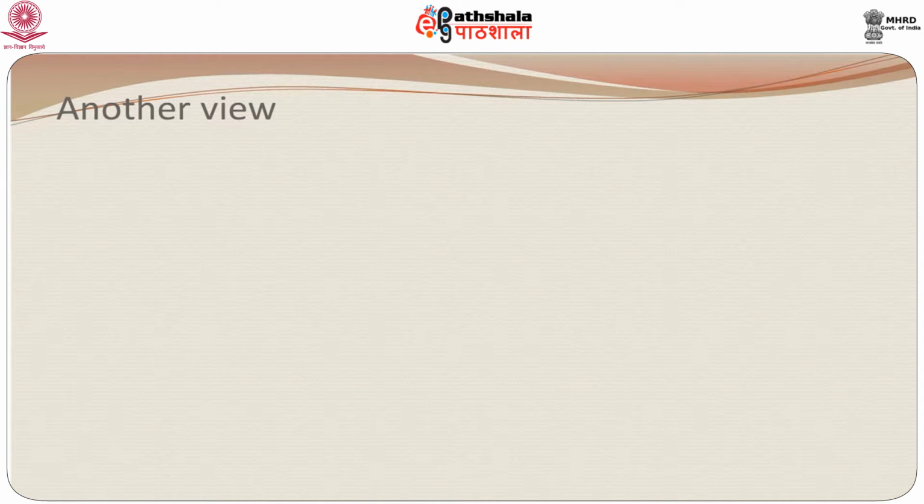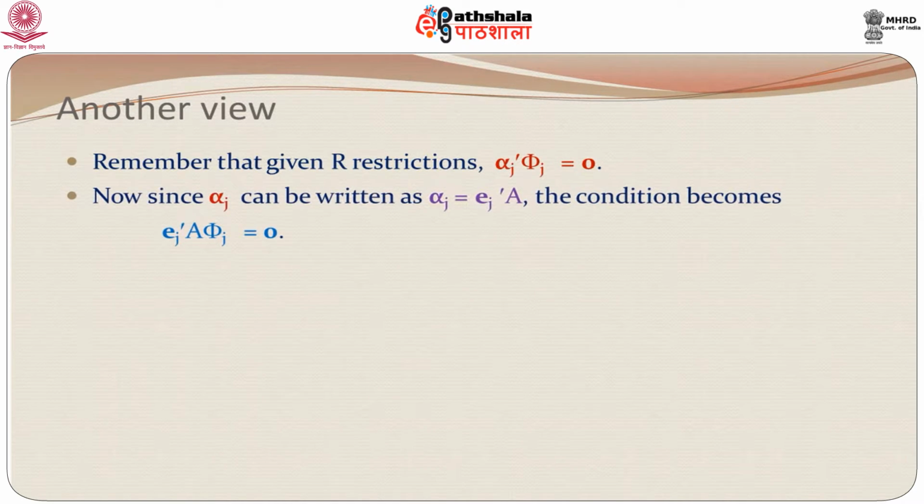Now, let us have another view of what we are trying to look at. Remember that given our restrictions, alpha j prime phi j is equal to 0. Now, since alpha j prime can be written as E j prime A, where E j, mind you, is the unit vector. So, what does E j do? E j picks up the jth row of A, and that is precisely what alpha j is.